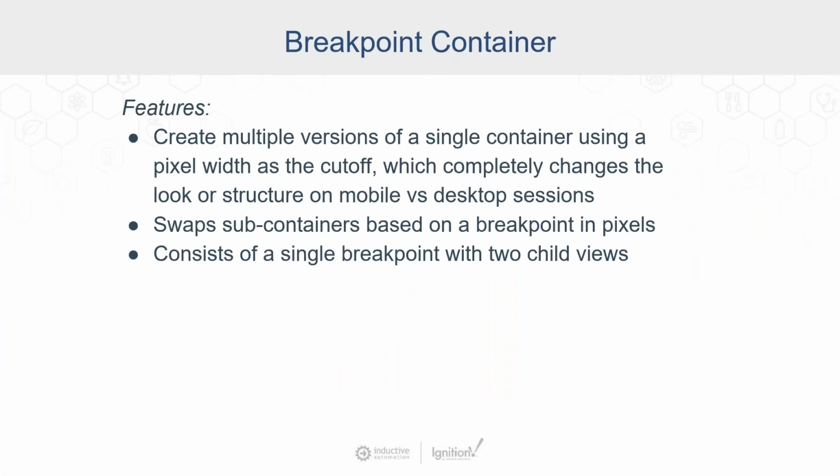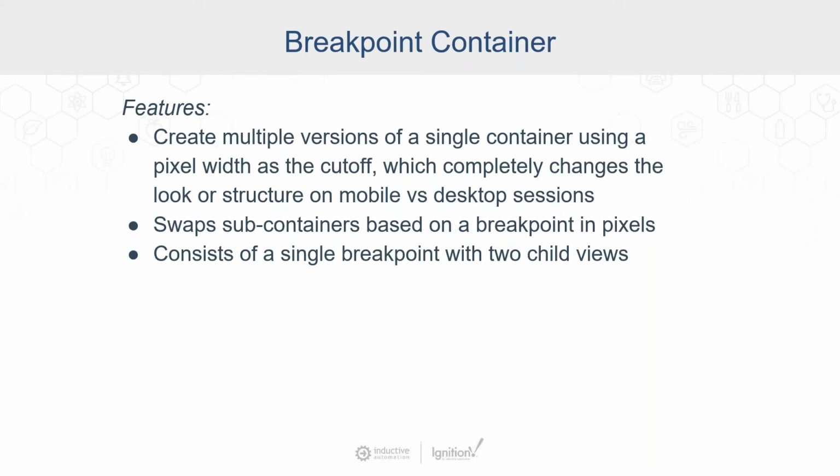All right, so with the column container, the layout changes to fit the screen size, but the content is identical. But what if you wanted to have different content to render for that breakpoint? So as I get down to a smaller size, what if I want that content to completely change? And that brings up the 5th container type, the breakpoint container. This lets you create multiple versions of a single container using a pixel width as a cutoff, meaning that you can completely change the look or structure for displays on mobile versus desktop.